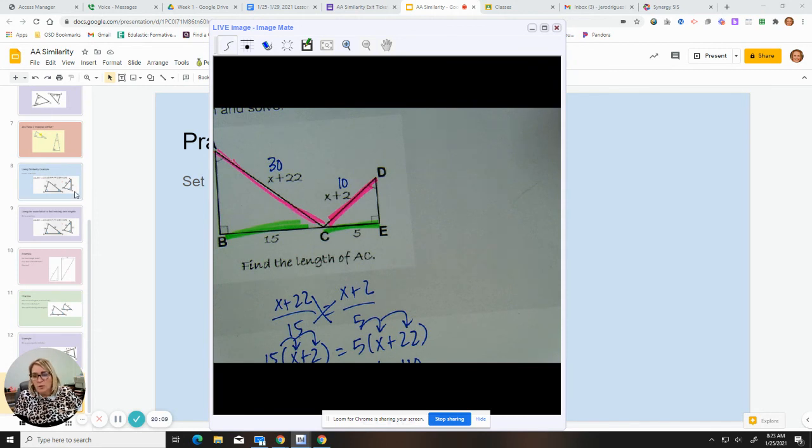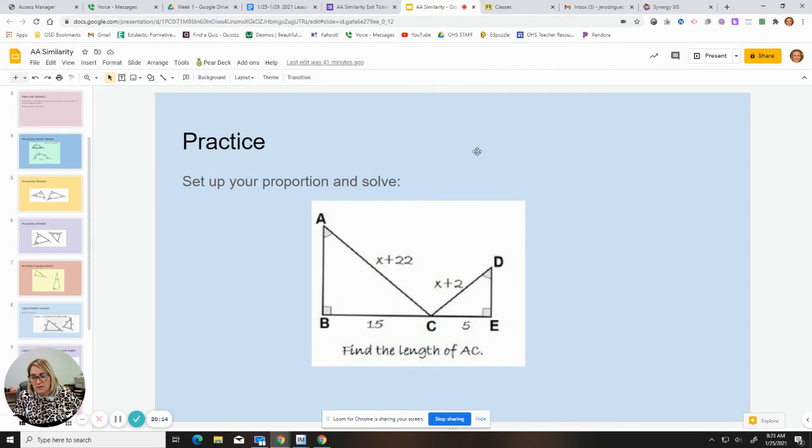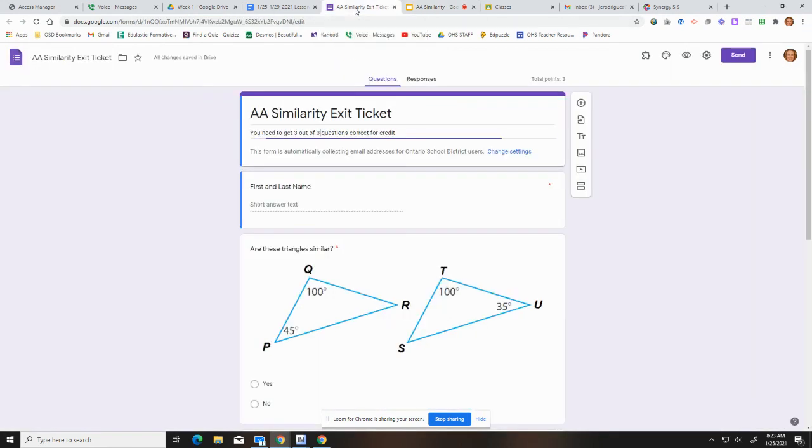Okay, so I know this was a lot. I know that this is not going to be something that's instant for some of you guys, so we're going to do some practice. There is a 3-question exit ticket that you guys are going to work on. Right here, it shows the 3-question exit ticket. It has you look to see if something is similar, look to see what a scale factor is, and then look to see how you can solve in a proportion for x. You do need to get all 3 questions correct for credit.